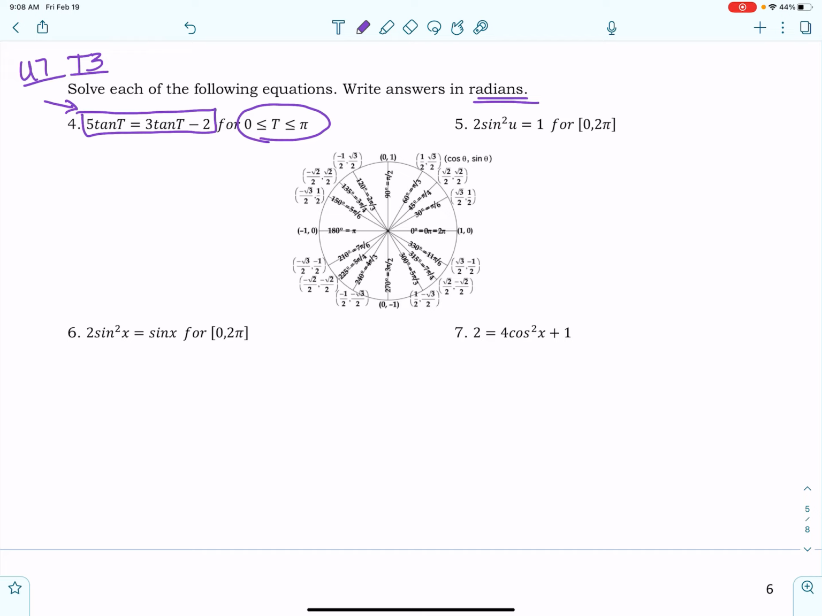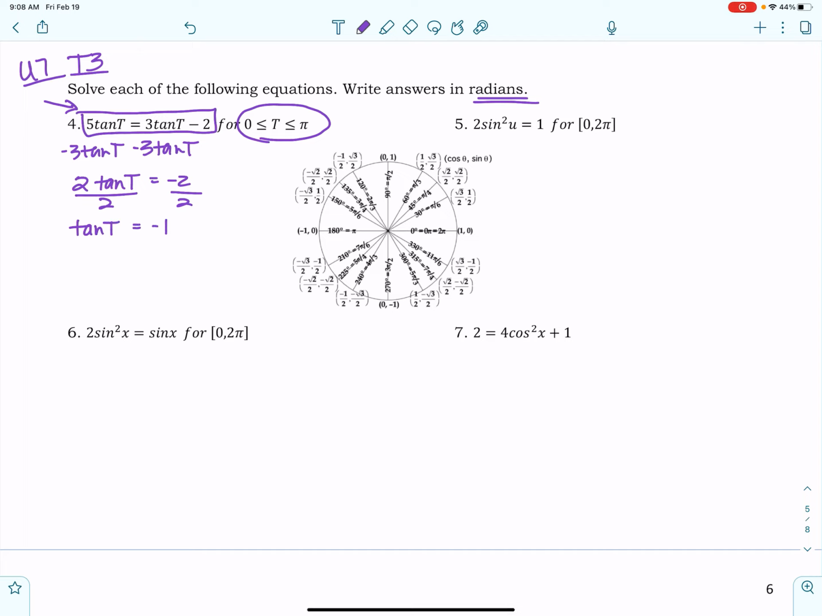So I have 5 tangent t on the left, 3 tangent t minus 2 on the right. I'm going to treat this just like I would if I had 5x equals 3x minus 2. I'm going to subtract 3 tangent t from both sides. So that leaves me with 2 tangent t equals negative 2. And then what I'm going to do is divide both sides by 2 because remember I have to isolate the trig term. So I then have tangent t equals negative 1.